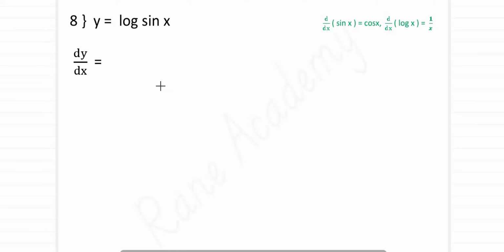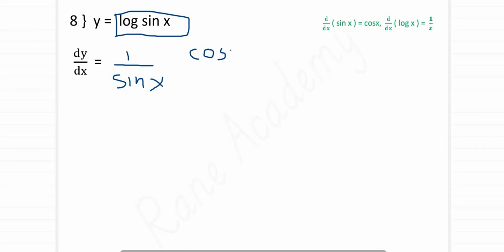Question number 8, y is equal to log sine x. Now this is comparable with log x, and the derivative of log x is 1 upon x. So derivative of log of sine x will be 1 upon sine x. Now here instead of x we have sine x, and the derivative of sine x is cos x. So we can simplify and write this as cos x upon sine x, which is cot x. So cot x is the derivative of the composite function log of sine x.